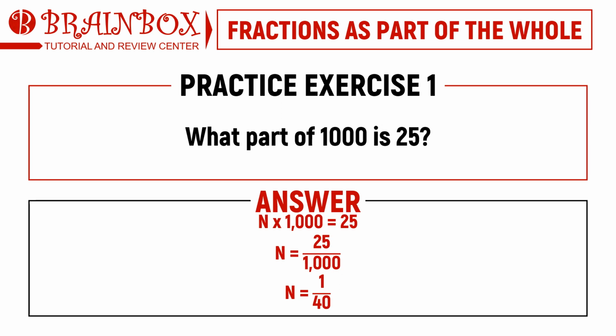Time is up. The correct answer is 1/40. The mathematical equation for this is n times 1000 equals 25. We isolate our unknown, n, by transposing 1000. After, we simplify the fraction on the other side. Finally, we get the value of n, which is 1 over 40.